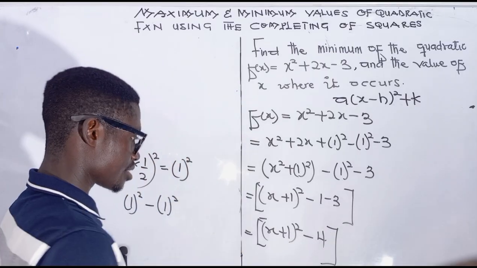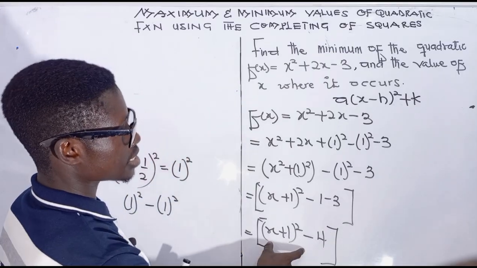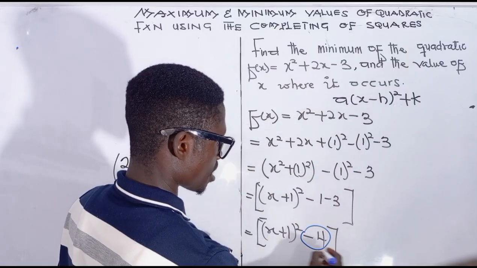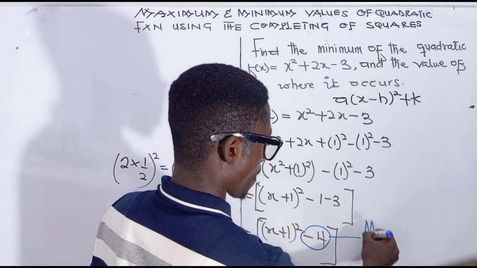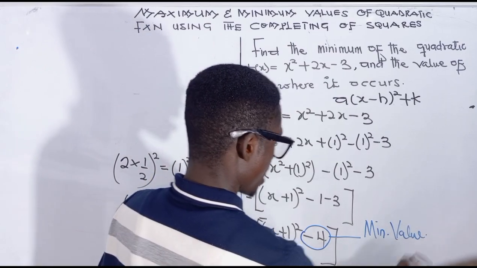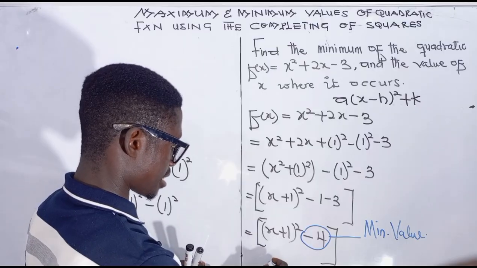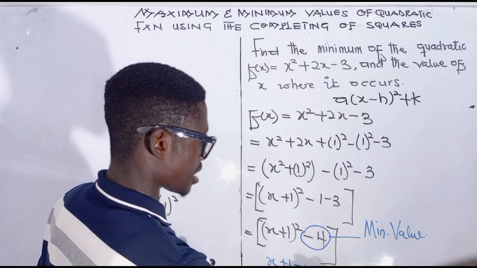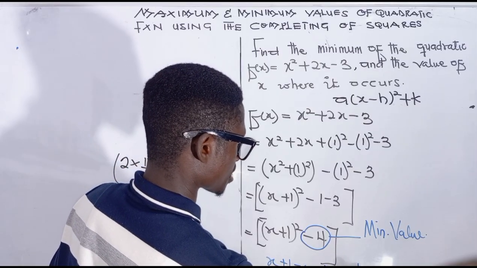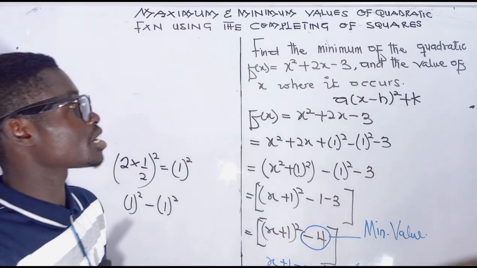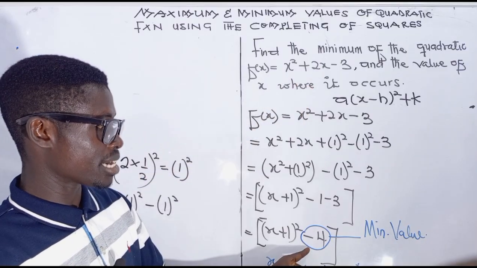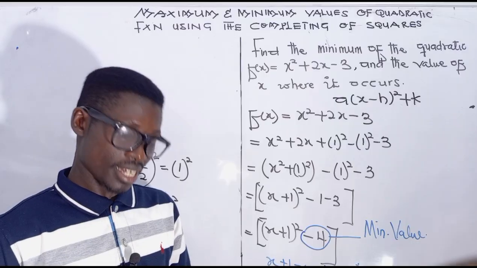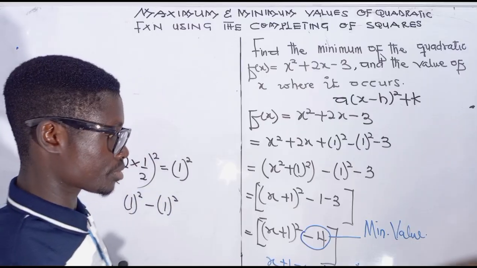From this, we can see that this is in the form of this. So this number here, which is minus 4, becomes our minimum value. And this minimum value occurs at x plus 1 is equal to 0. So you can see that our x is equal to minus 1. So the minimum value of this quadratic function is minus 4, and it occurs at x is equal to minus 1. Let's look at one more example.